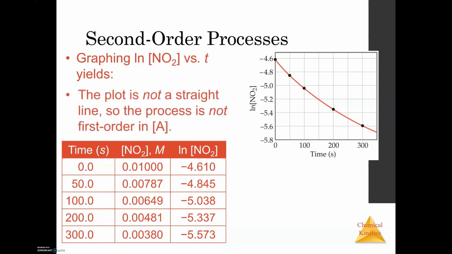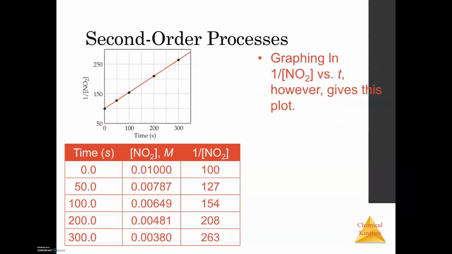So when we go about graphing the 1 over concentration of NO2 versus time, now we get a straight line. We see that straight line here. And that's important because what does that tell me? That tells me that this reaction is second order. Now, also from the slope, you get k. So k is determined from the slope, same as what we saw in the first order.